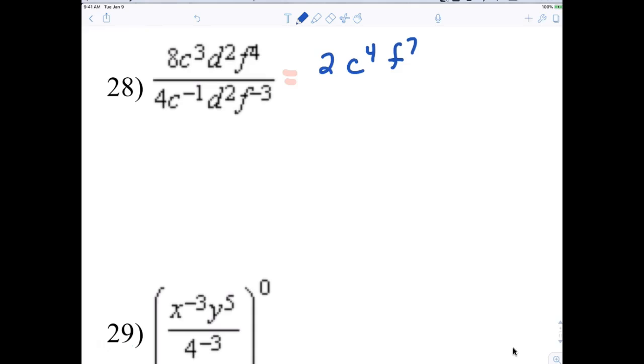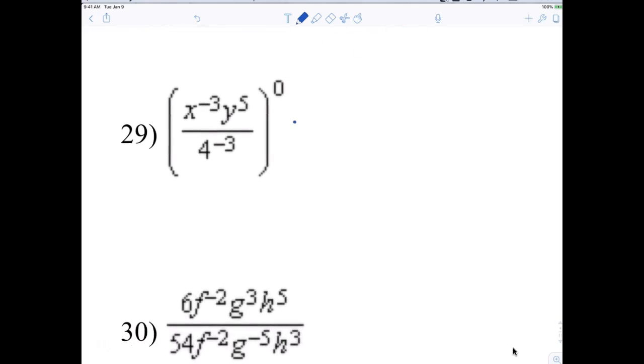All right. 29, the easiest problem so far. That's what? 1. Anything to the 0 power is 1.